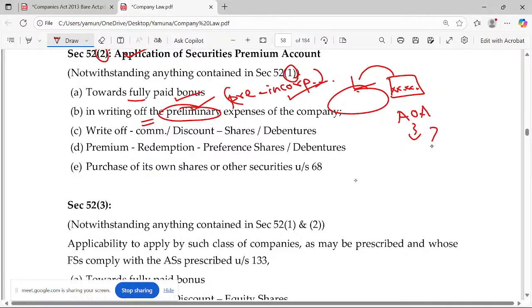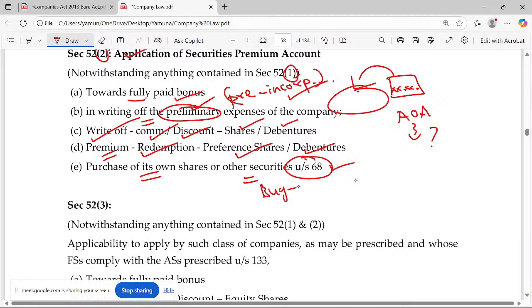Tell me how the company is going to repay this amount. Only today the company is formed, it has not started the business. How is it going to repay? What the law says with respect to preliminary expenses is that you can hold it till the winding up of the company. It's not an issue, which means it's not necessary to repay it immediately. You can repay at any point of time. Or else you can use this amount for writing off the commission or discount on shares or debentures, the premium payable on redemption of preference shares or debentures. Is it okay? Purchase of its own shares or other securities under section 68.